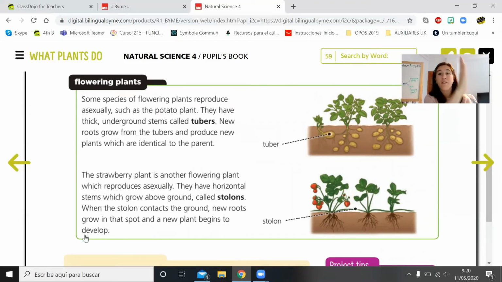That is, they have the stem like this and then they have other stem like this. When this stem touches the ground, a new plant grows from here. You can see it here. We have the stem here and here we have another stem called stolon. It's a type of stem that is called stolon. And the stolon is horizontal, like this. Do you see? When the stolon touches the ground, it grows roots under the ground and a new stem and a new plant, okay? And a new plant begins to develop. Those are the types, okay?